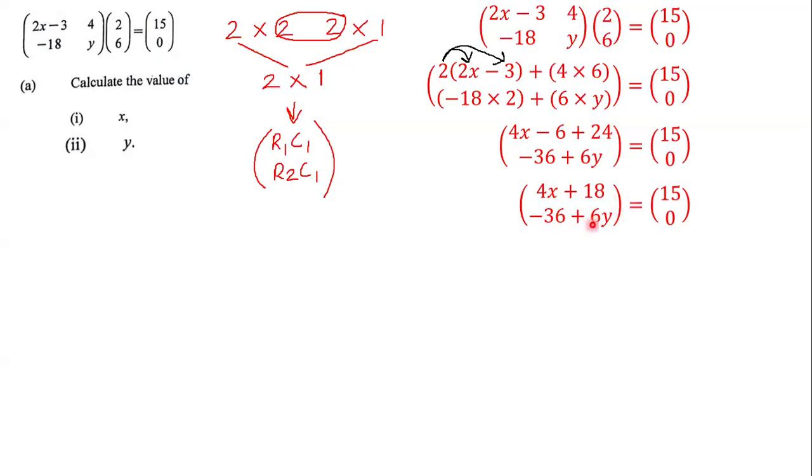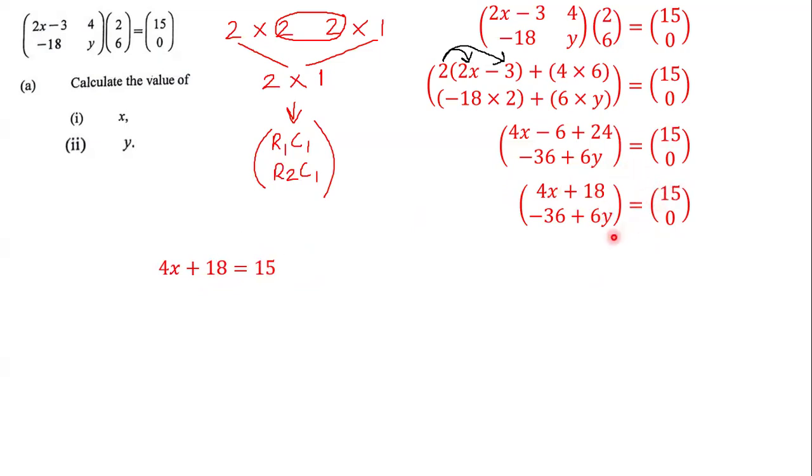Now, what this equation is saying is that these two matrices are equal. Now, if these two matrices are equal, based on this matrix equation, then that means that the corresponding entries must be equal, right? So two matrices are equal if and only if corresponding entries are equal. So this entry must be equal to this entry. So 4x plus 18 must be equal to 15. So let's write that down. 4x plus 18 must be equal to 15 because corresponding entries must be equal if the matrices are equal.